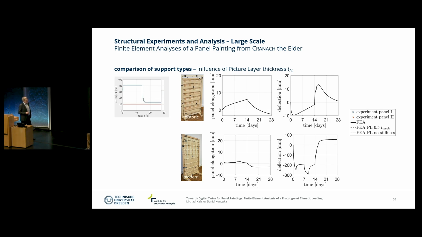The bold black line is a full consideration of the paint layer as we try to be as realistic as possible. Then we reduced the thickness of the paint layer by 50%, and thirdly, we took off even the stiffness of the paint layer. That's all you can do, of course, in the finite element simulation. And then we get a really different picture, and it's significant with respect to the structural response.